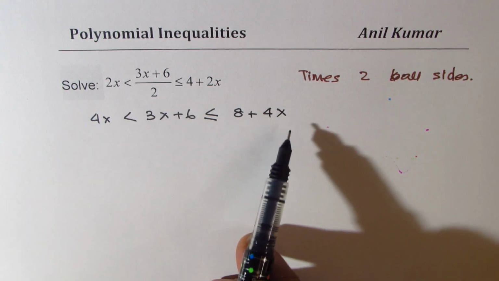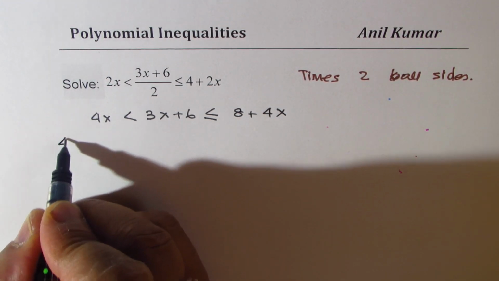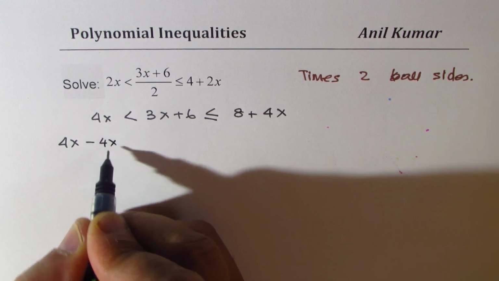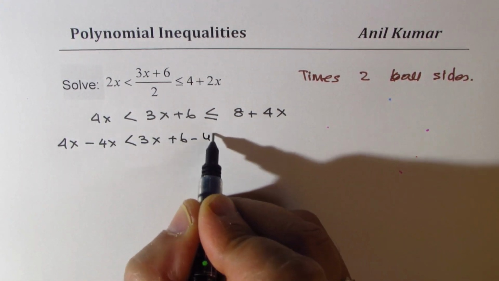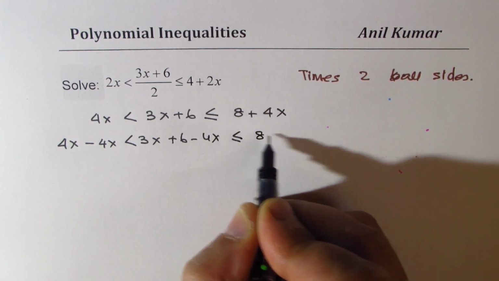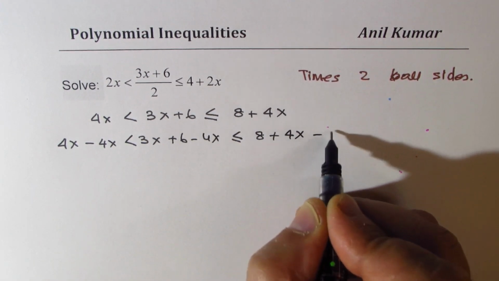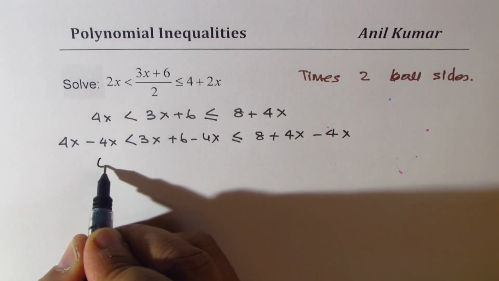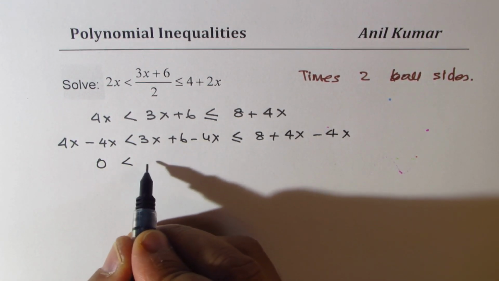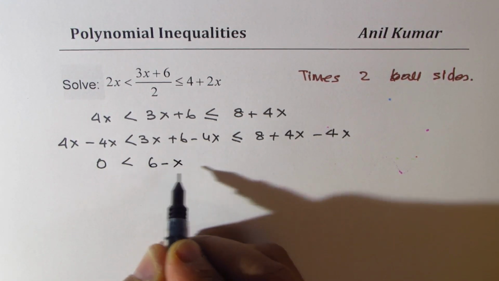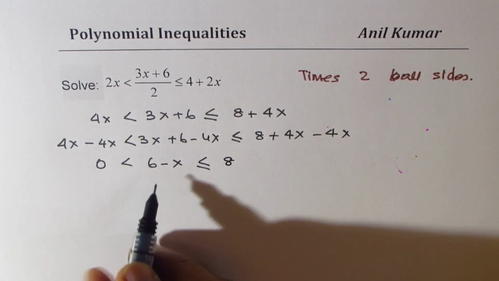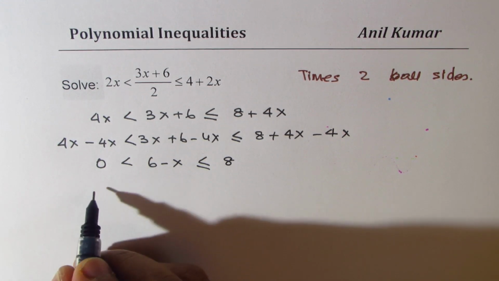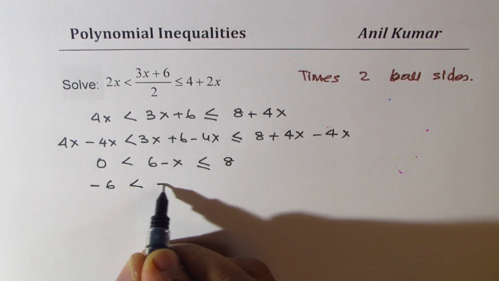Now we should get rid of 4x, correct? So we'll do 4x minus 4x, 3x plus 6 minus 4x, 8 plus 4x minus 4x. Now that gives you 0. Here we have 6 minus x, and here we have 8. Now we could add minus 6, so we get minus 6.